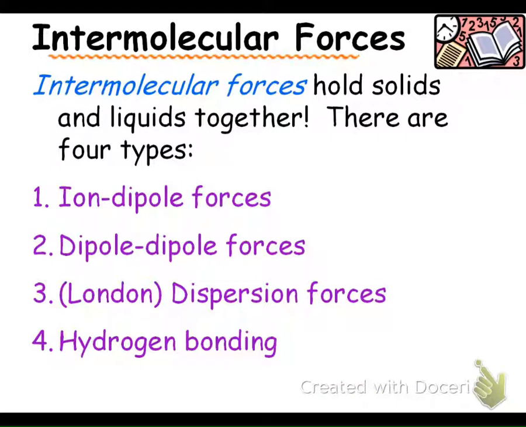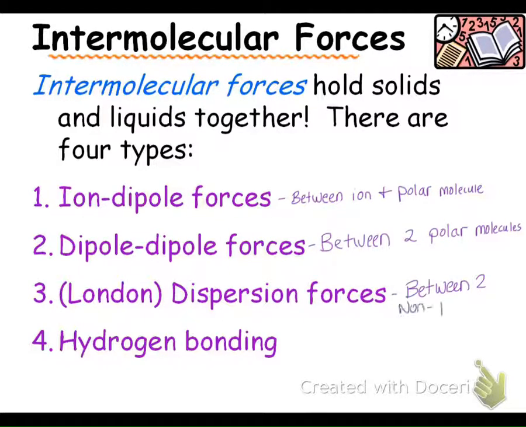So, the four intermolecular forces are ion dipole, dipole-dipole, London dispersion forces, and hydrogen bonding. So, we've actually learned three of them. We've learned these three. The ion dipole is new. So, the ion dipole is between an ion and a polar molecule. Most of the time it's going to be between an ionic bonded salt and water. Dipole-dipole forces are between two polar molecules.